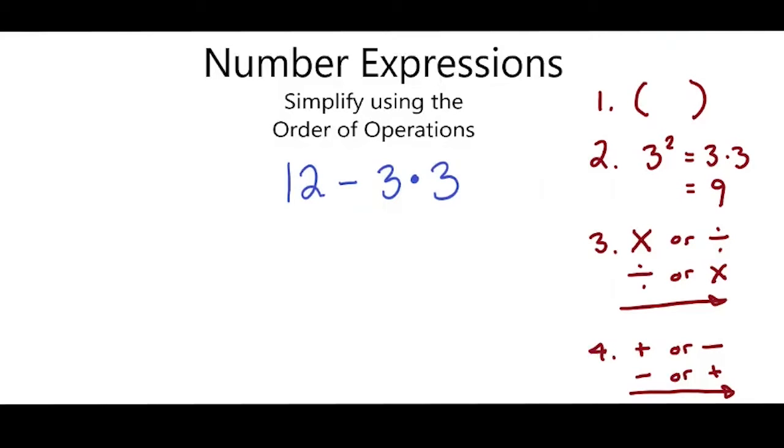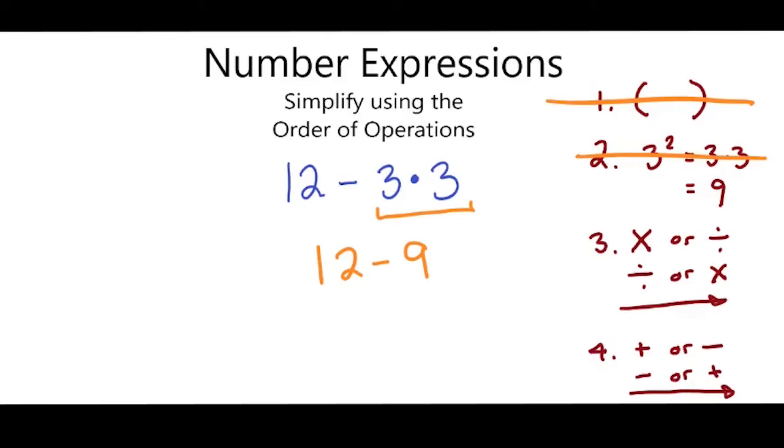So here I have a number expression, 12 minus 3 times 3. Well, I look to see if there are any parentheses. There are no parentheses. Next, I will look to see if there are any exponents. Well, there are no exponents. Next, I will look for multiplication and division, going from left to right. Well, the only multiplication or division I see is right here. So I have minus 3 times 3. So this becomes 9. So this problem becomes 12 minus 9.